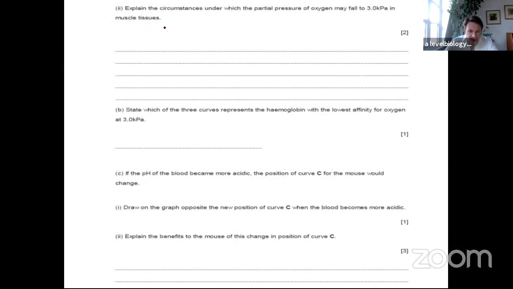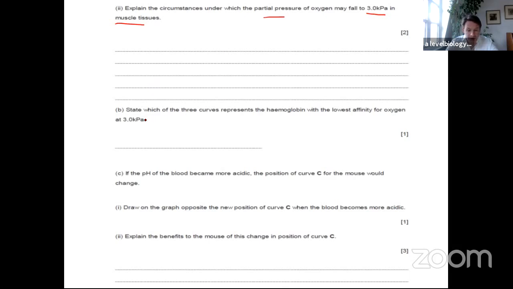So a couple of questions here. Explain the circumstances under which the partial pressure of oxygen may fall to 3 kilopascals in muscle tissue. What they're looking for you to say here is to link the fall in partial pressure to the degree of activity by the muscle. An example you could say would be running or walking, running lots, any activity that would result in the consumption of lots of ATP. Therefore, you'd have to produce more ATP through aerobic respiration, which would consume the oxygen, which would cause the partial pressure of oxygen to fall.